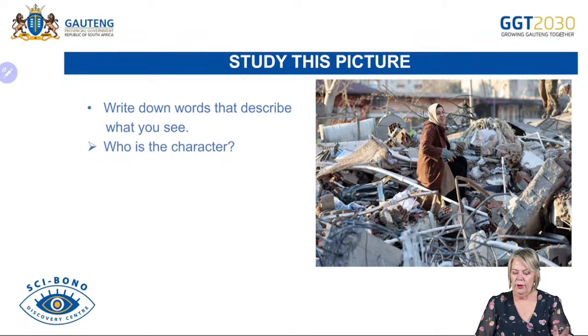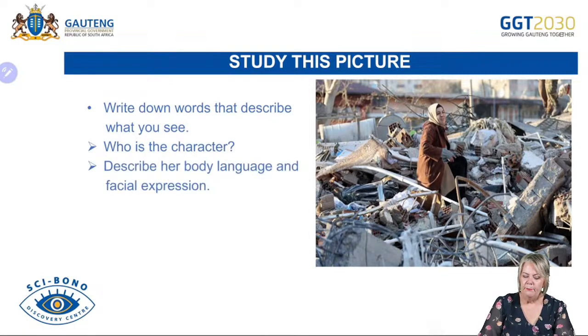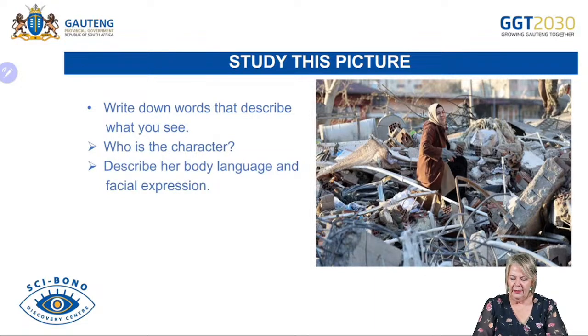Then it's so much easier to actually let the character develop. And obviously, when you have one character, even though there are no other characters in the picture, you can create characters to add to that. Describe her body language and facial expression. Now, if I look at her, she doesn't look excited. Just looking at the background tells you that there is devastation. It's like a hurricane or an earthquake went through, because she's sitting on rubble. My interpretation, of course.